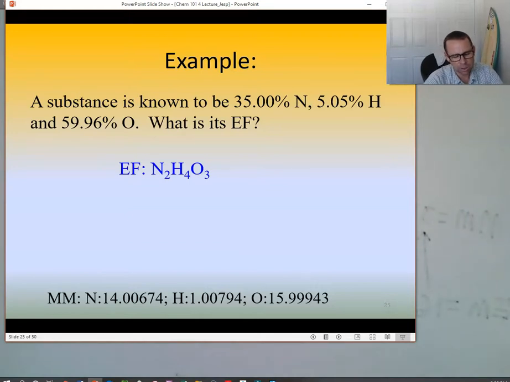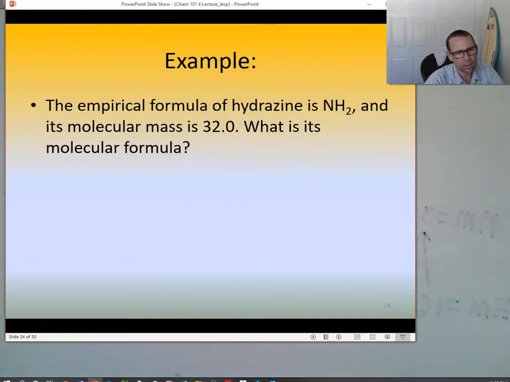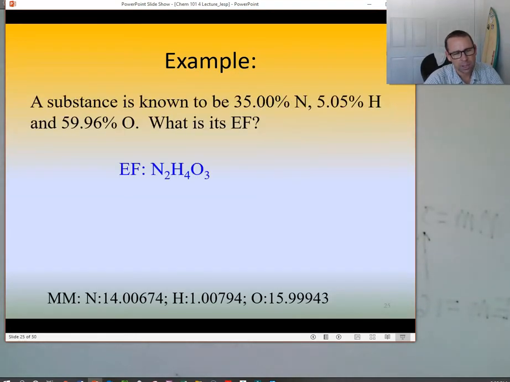Okay, very good. So we just did a couple problems here. This one, we looked at the empirical formula and the molecular mass, and we got the molecular formula. This one here, we got the empirical formula from the masses of the different elements, or the percentage composition of the different elements.